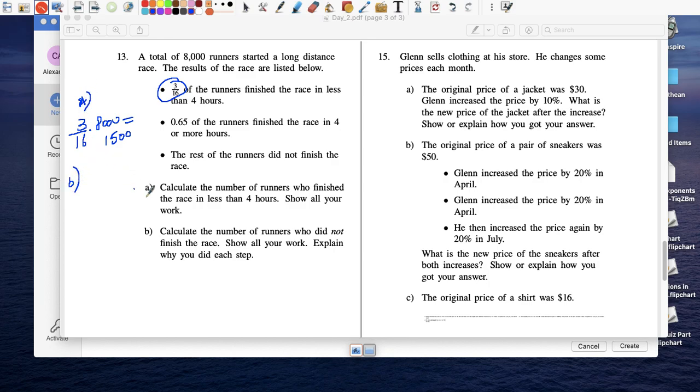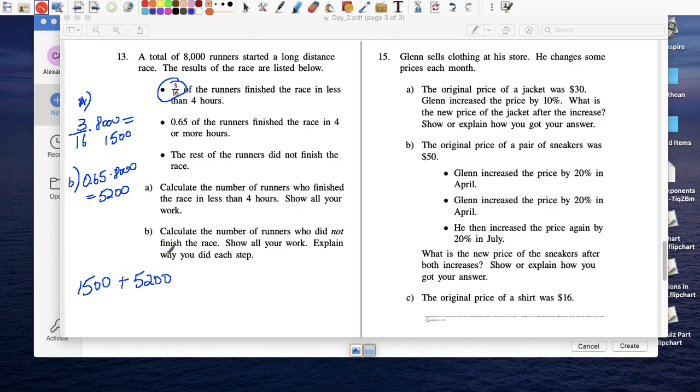B, calculate the number who did not finish the race. Well, these guys finished the race. Let's see, 0.65. So let's get 0.65 finish the race in 4 or more hours. Let's multiply that by 8,000 to see how many runners that is. So 0.65 times 8,000 is 5,200. So we have those who finish in less than 4 hours, which is 1,500. Those who finish in more than 4 hours, which is 5,200.